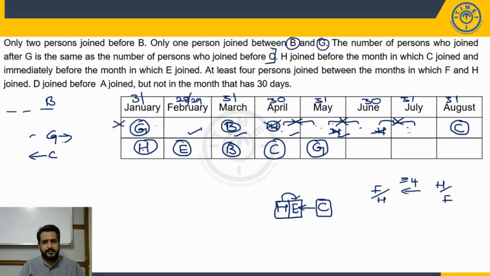Now in this case, H is here. So 1, 2, 3, 4. So F can be in one of these 3 places. Okay. So let's move further.